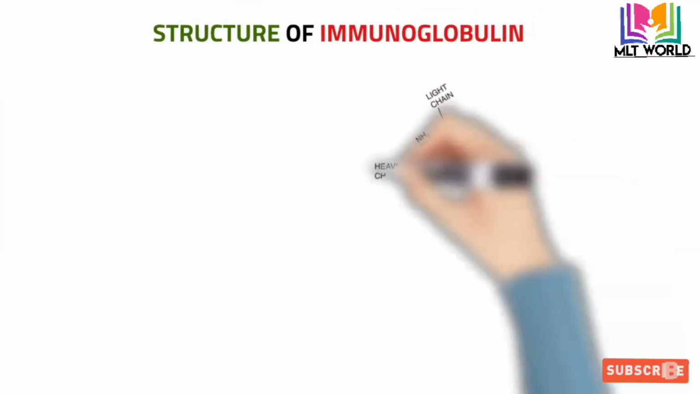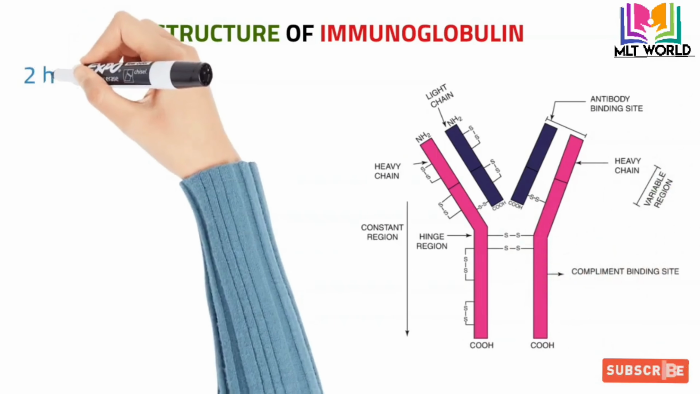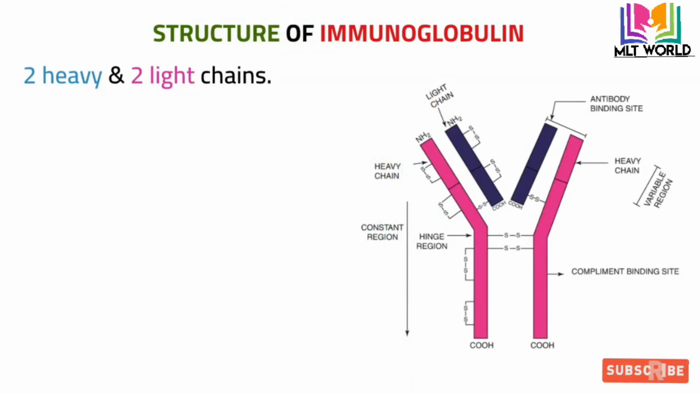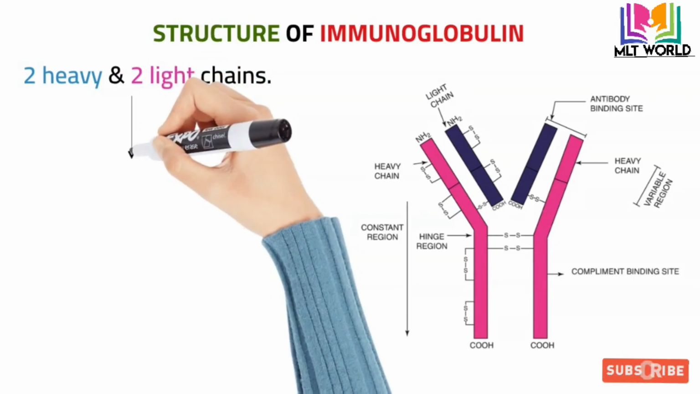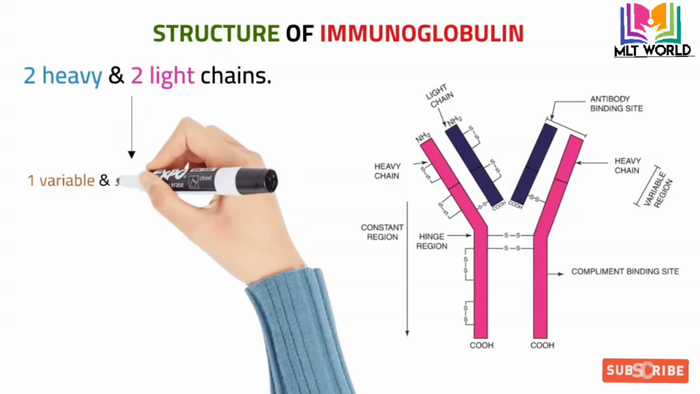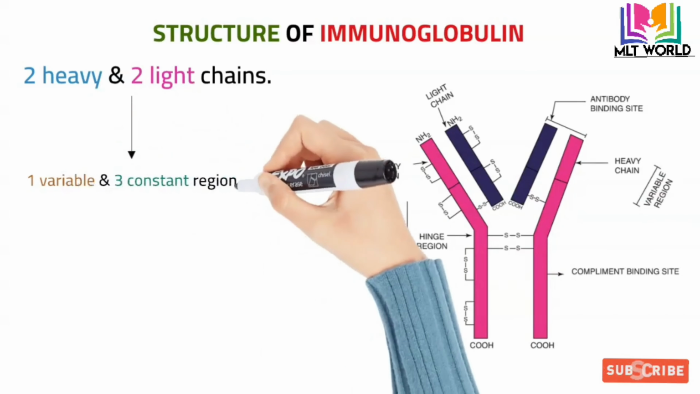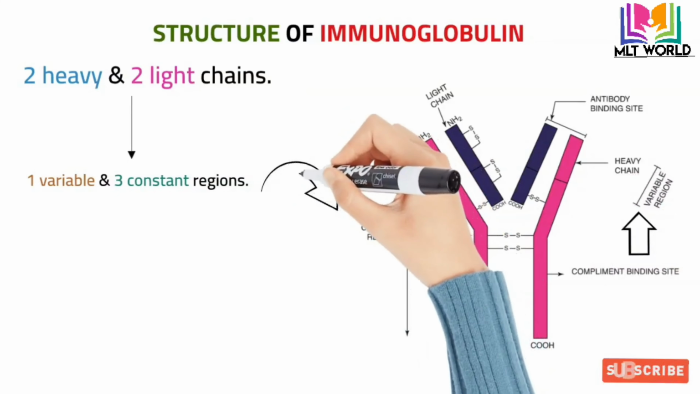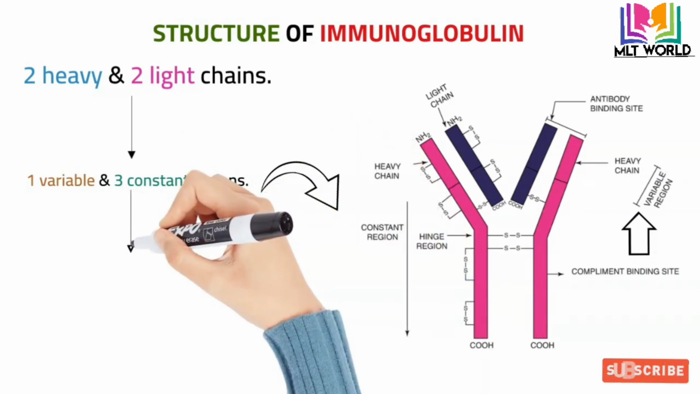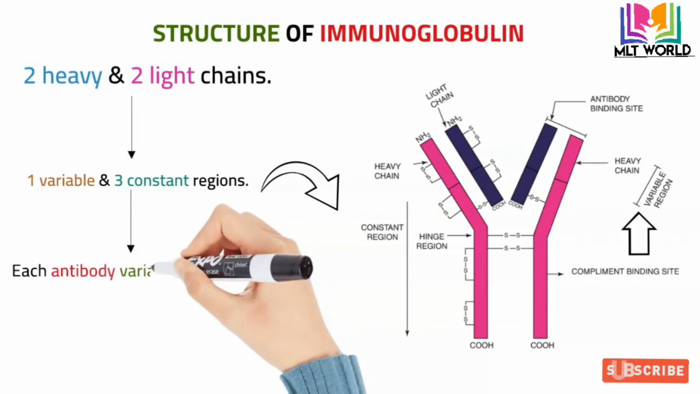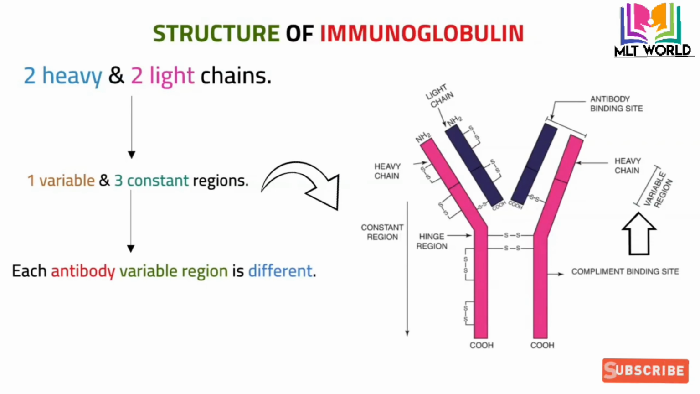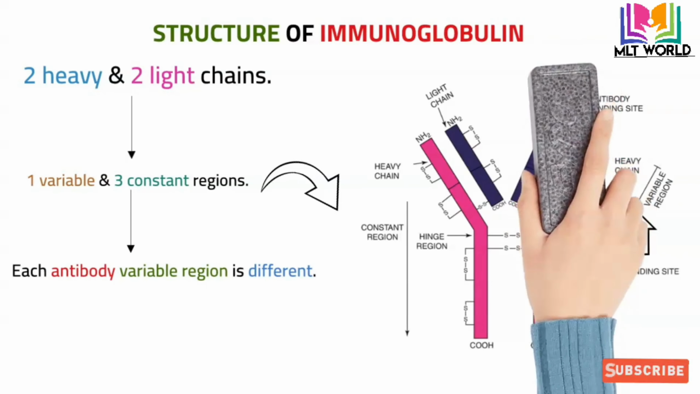Immunoglobulins consist of two chains, light chain and heavy chain. In the diagram you can see that the blue color is the light chain and the pink one is the heavy chain. And in the heavy chain there are three constant regions and one variable region, and this variable region will specify the type of immunoglobulin. Each immunoglobulin has a different variable region but the constant regions are the same. So antibodies are named on the basis of the variable region.